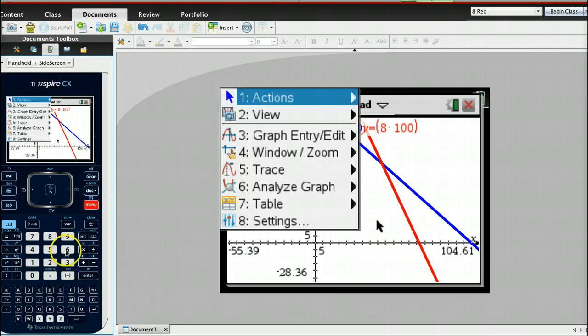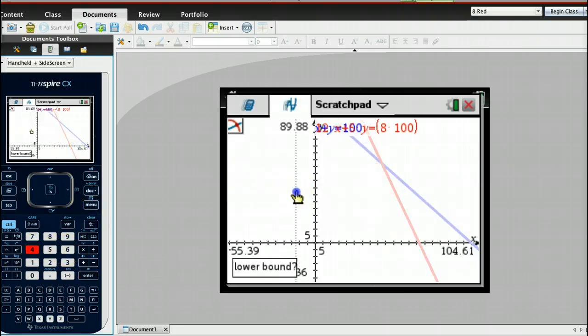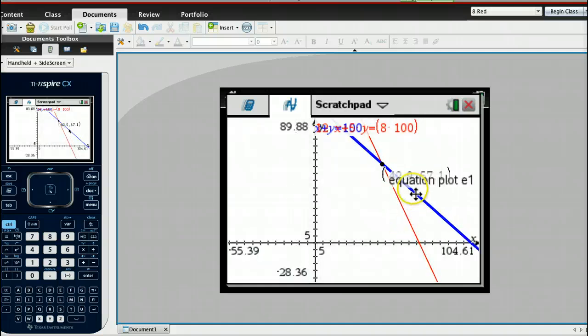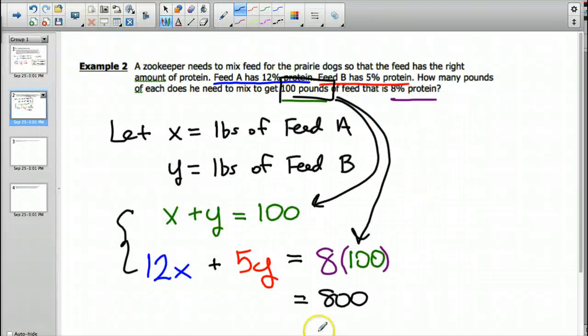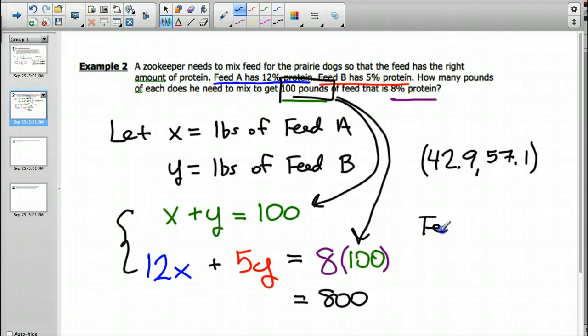So go to menu 6.4 to actually calculate that intersection point, and that tells me my intersection point is 42.9, 57.1. So not exact whole numbers, pretty darn close, but we're getting some decimals here. So 42.9 and 57.1. That tells me that for feed A, I need to mix 42.9 pounds. And for feed B, we need 57.1 pounds.